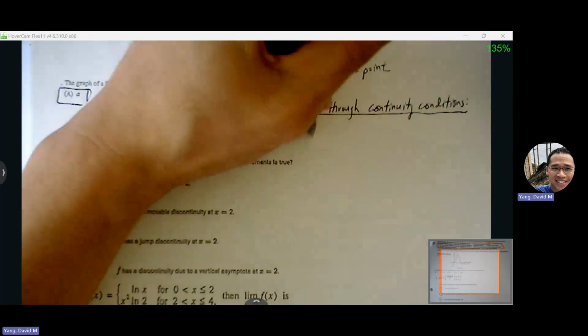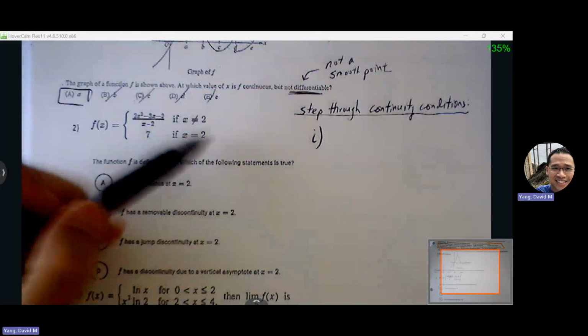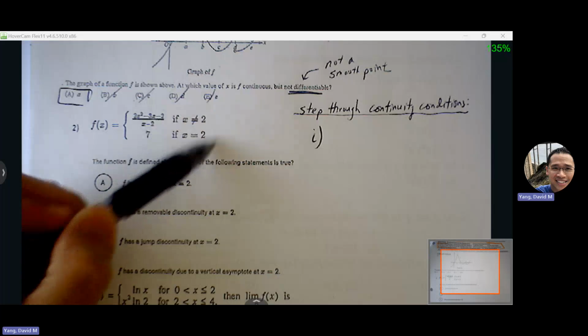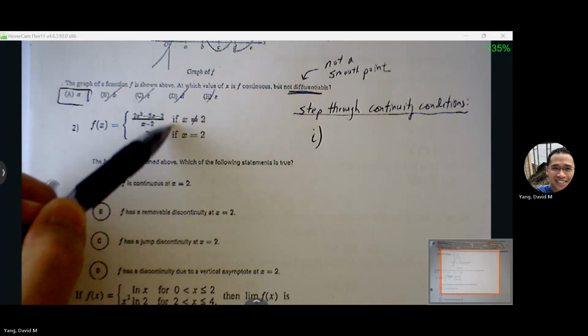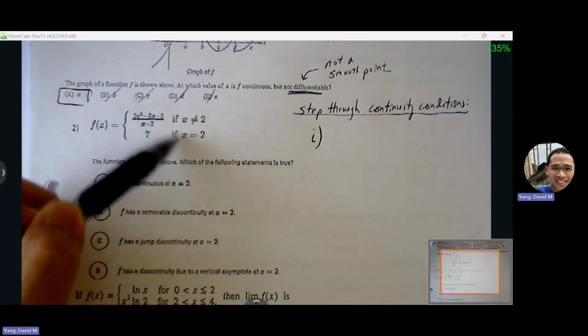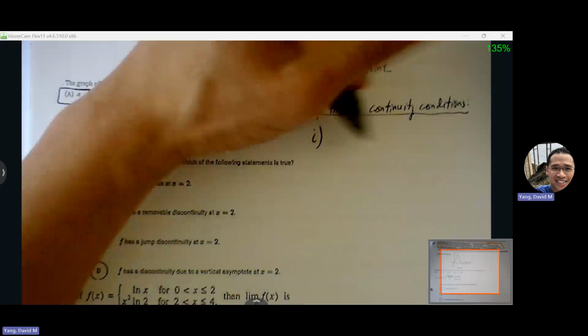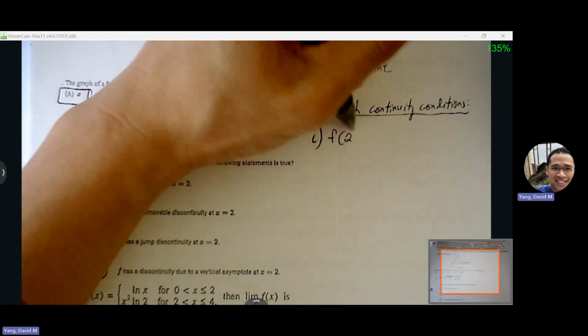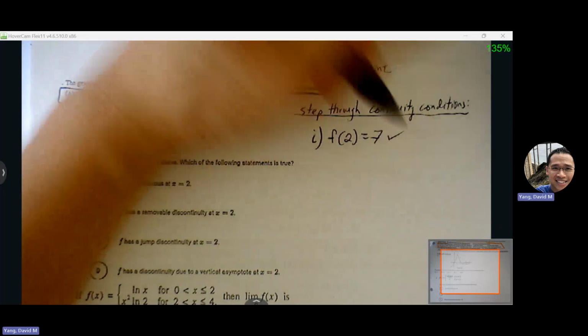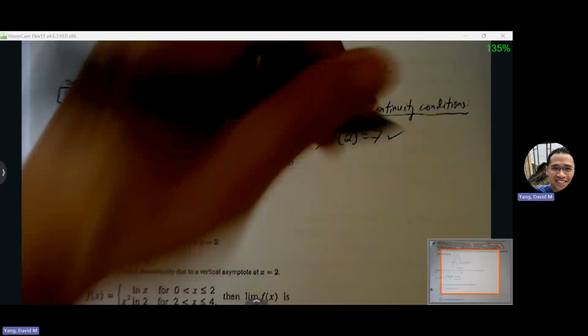So my first condition is, does my point exist? And then you're always going to be told the focus of the problem here. We're focused on 2 here. So I'm going to say f of 2 is equal to 7. So the point exists. That one is safe.